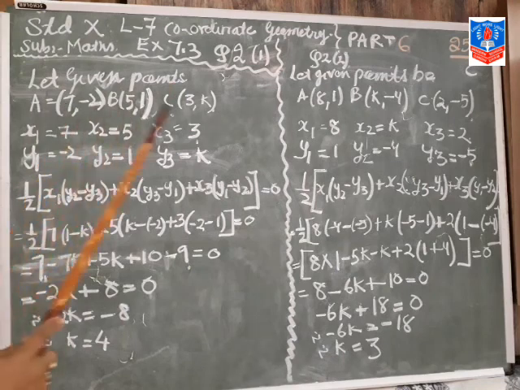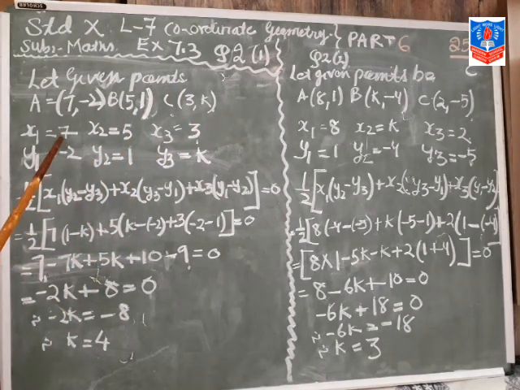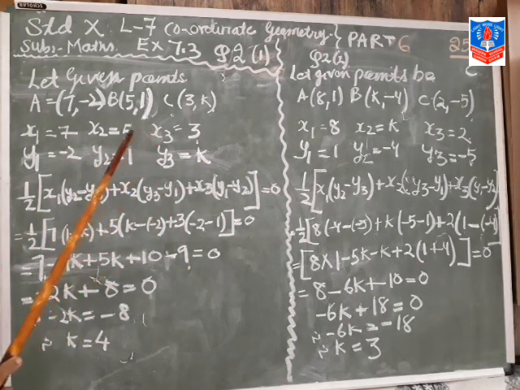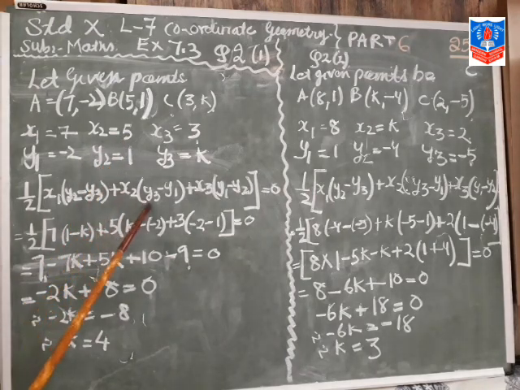Let the given points be A, B, C. x1 = 7, x2 = 5, x3 = 3, then y1 = 2, y2 = 1 and y3 = k. We are writing half. Half x1 that is 7, y2 that is 1 minus k, plus x2 that is 5, then y3 is k minus 2. Then x3 plus 3, then y1 minus y2 that is 2 minus 1.